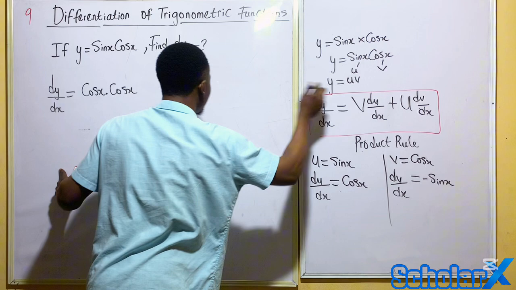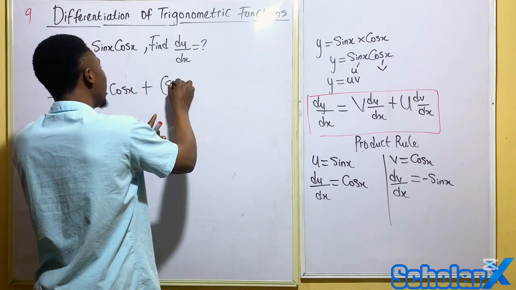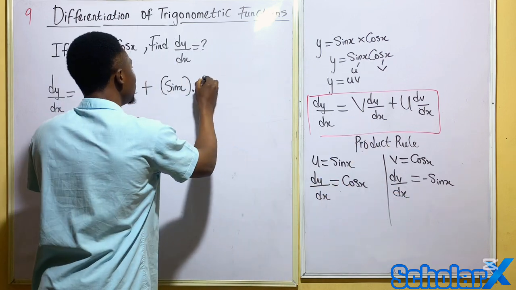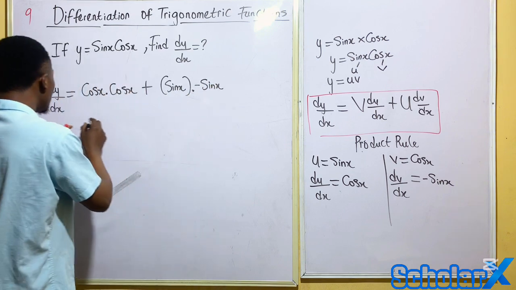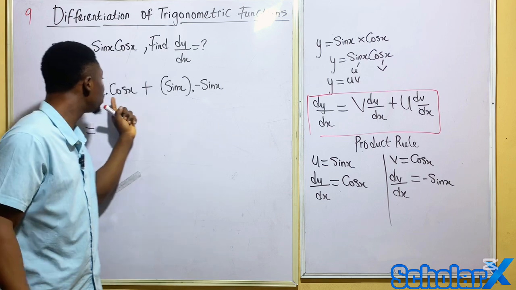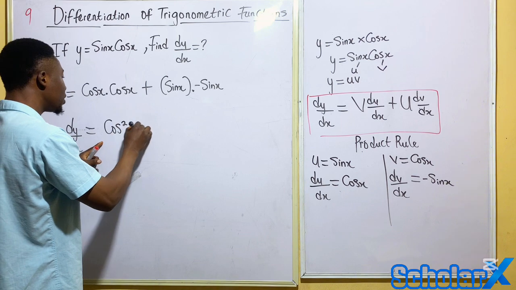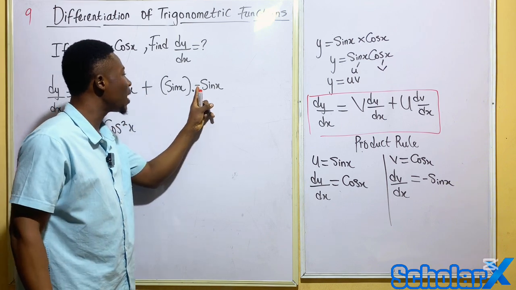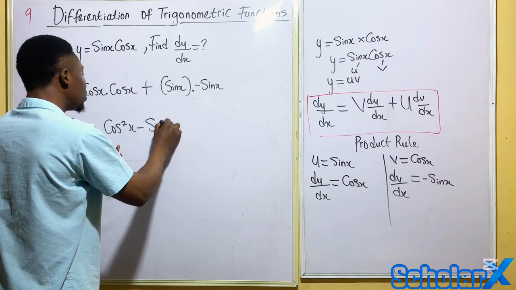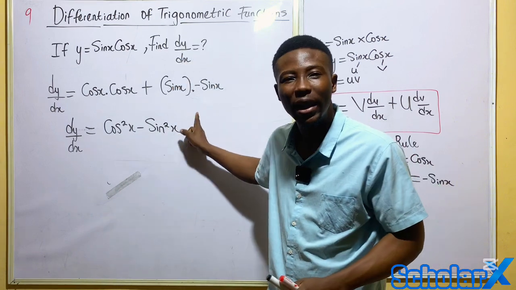Now, plus what is our u? Our u is given to us as sine x multiplied by our dv/dx, which is minus sine x. So dy/dx will be equal to, we're going to multiply this. Cos x times cos x gives us cos squared x. Now this is plus sine x multiplied by negative sine x, which gives us minus sine squared x. So we have our dy/dx to be cos squared x minus sine squared x.